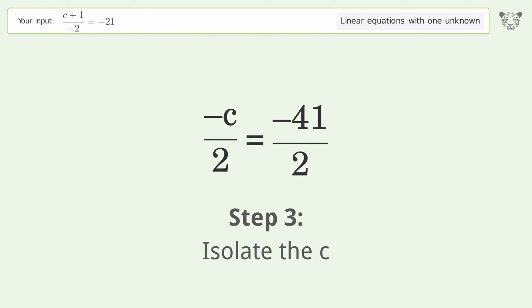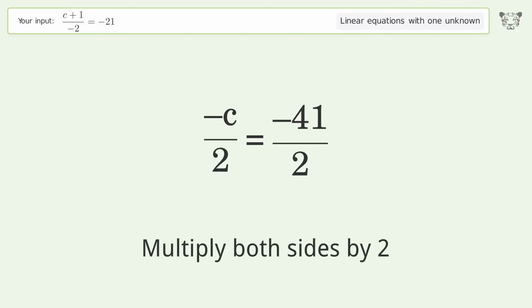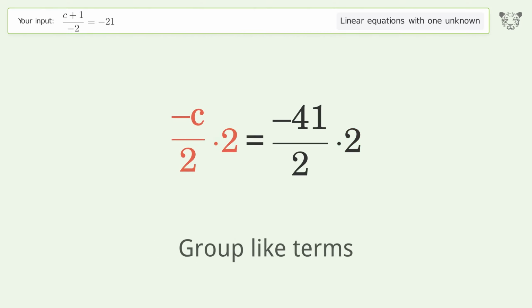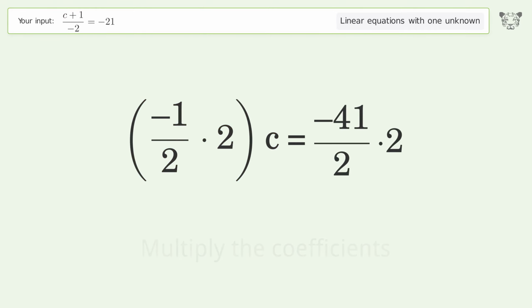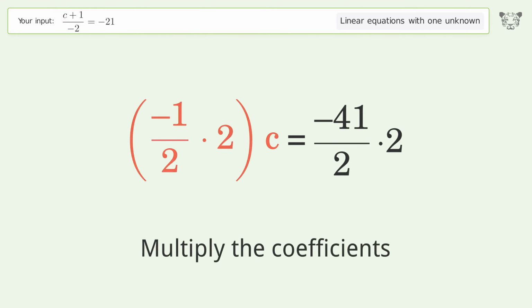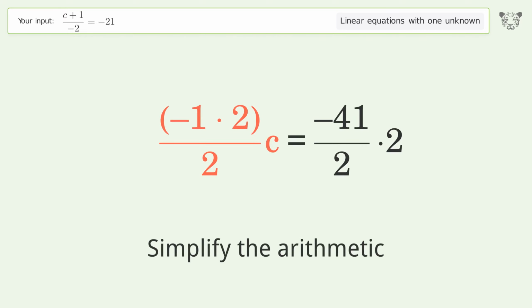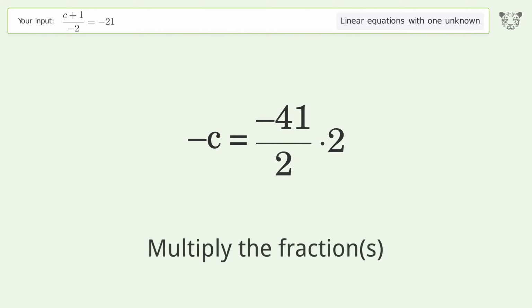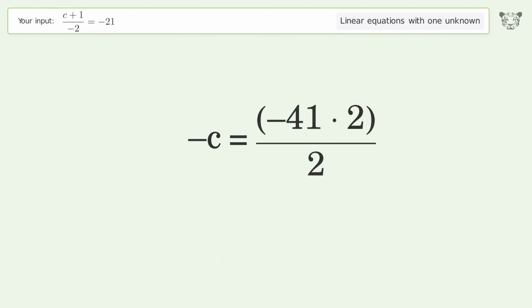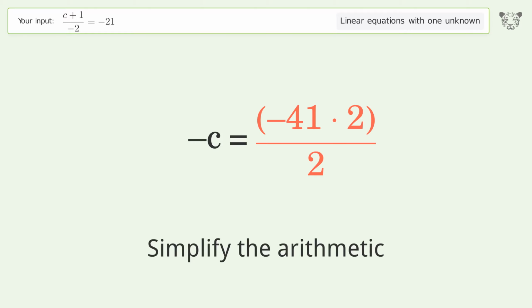Isolate the c. Multiply both sides by 2. Group like terms. Multiply the coefficients. Simplify the arithmetic. Multiply the fractions. Simplify the arithmetic.